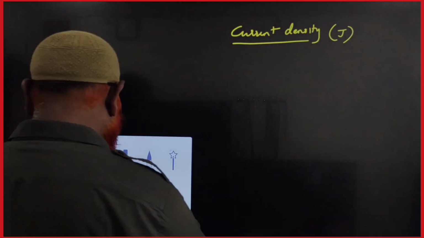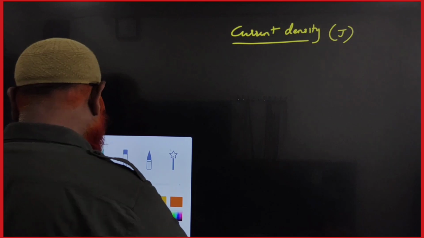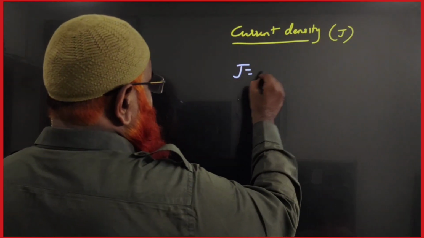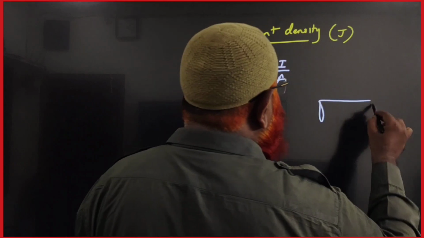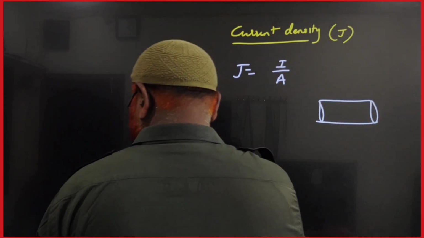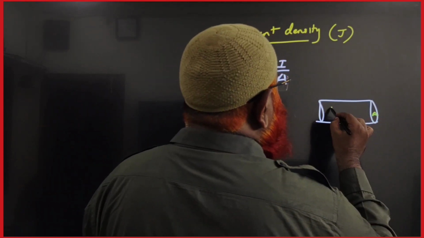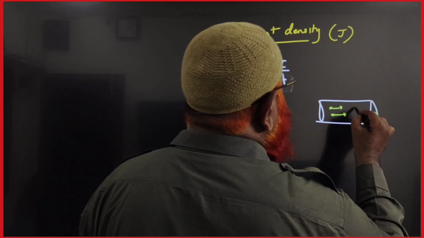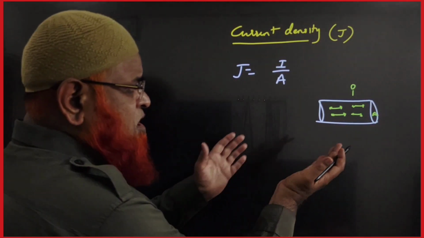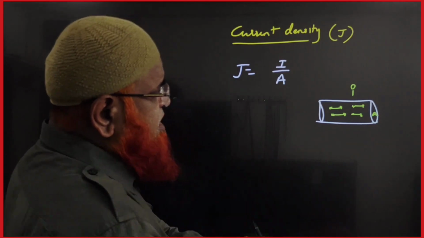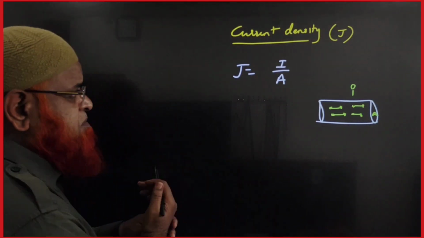Current density. What is the definition? What is the formula for current density? Current density is nothing but current passing per unit area. For example, you are considering any wire having cross-section area A, and electrons are passing through this cross-section area A. How much current is passing through this smaller part of area is said to be current density. Current passing per unit area.